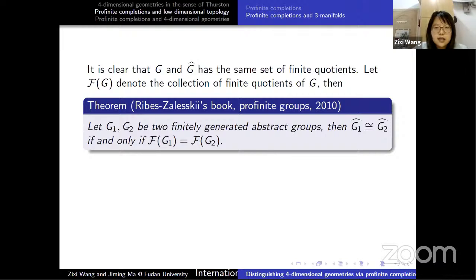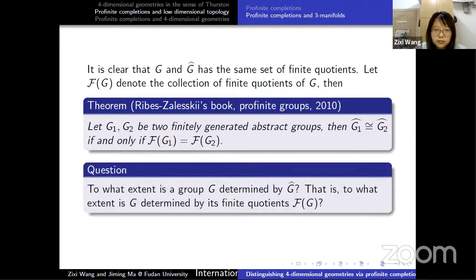Then we could naturally ask: there is a theorem that for G1 and G2 two finitely generated abstract groups, they have isomorphic profinite completions if and only if they have the same set of finite quotients. And we could naturally ask to what extent is a group G determined by its profinite completion? That is, to what extent is G determined by all its finite quotients?